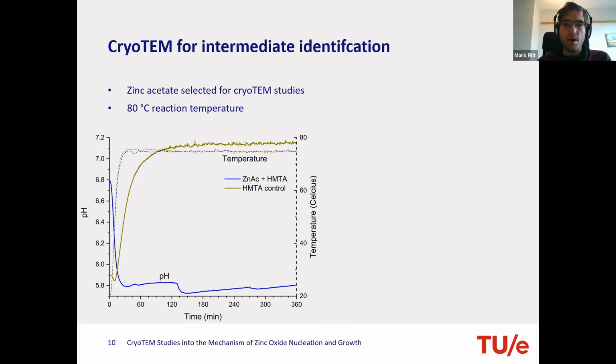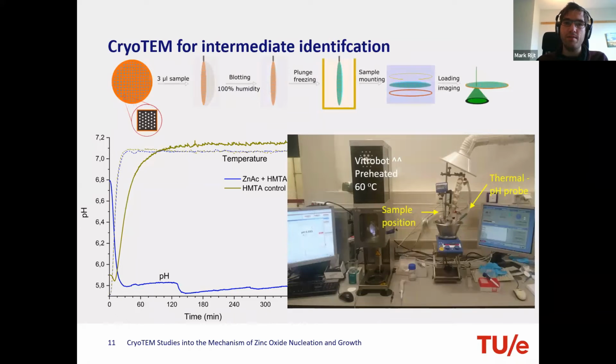Now, as you also noticed, it's a reaction performed at high temperature, and in a normal Cryo TEM procedure, you don't really take this into account. So we modified the procedure a bit. This device you see here, our Vitrobot, we could preheat to 60 degrees. Then we can put our reaction right next to it and make sure that all the components we need are heated in the Vitrobot as long as possible, so that they're always at the temperature we need.